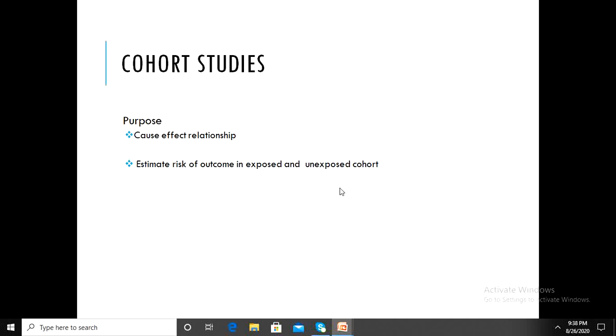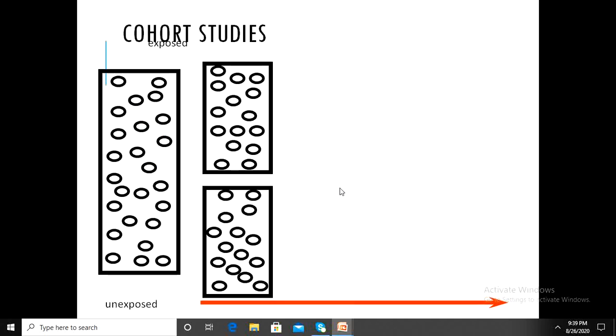The purpose of a cohort study is to establish a cause-effect relationship. And number two, we want to measure the risk of association in the exposed group and unexposed group in the form of calculation of relative risk. Fine. So this is the cohort, which is divided into two groups, the exposed group and the unexposed group. This is the exposed group, this one. This is the unexposed group. Both groups are identified from the cohort.